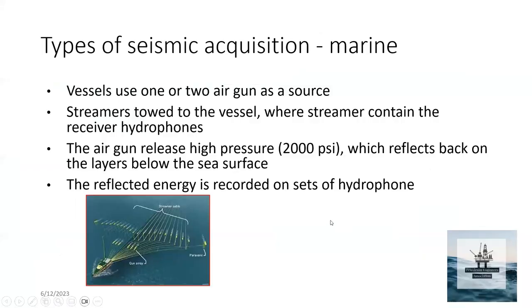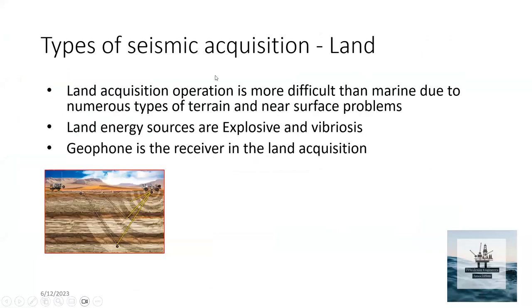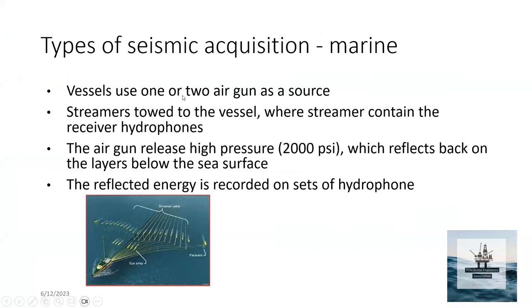We have one of the acquisitions called marine or offshore acquisition. It is where a vessel uses one or two air guns as a source. This is the ship or the boat, okay? And we have here two different, this is called the gun array. First source and another gun array, second source, and a set of receivers behind, and they are connected with a streamer. Okay. So we have the ship, the source, or the guns, first and second, and a set of streamers, and on the streamers the hydrophones are hung.